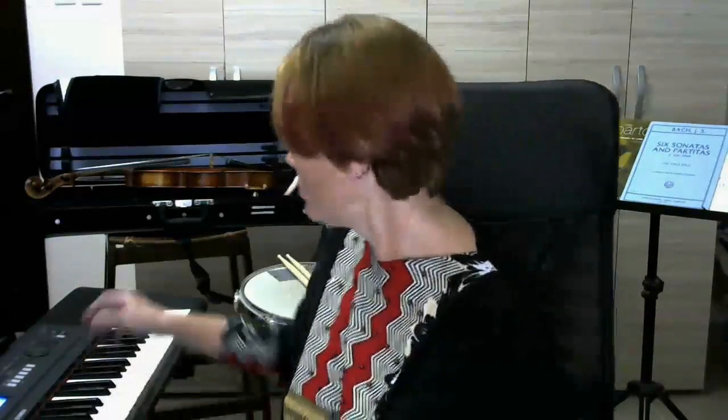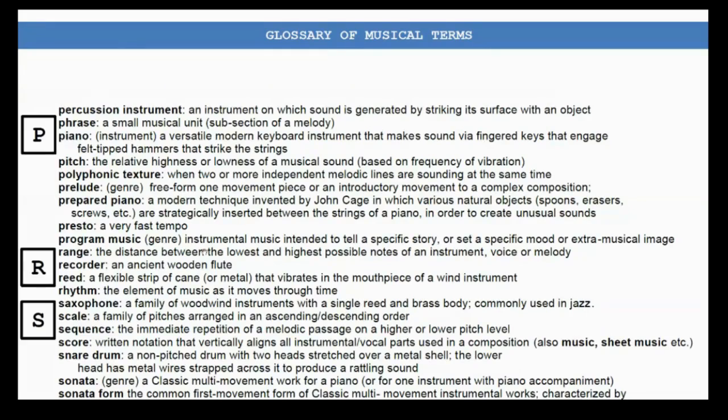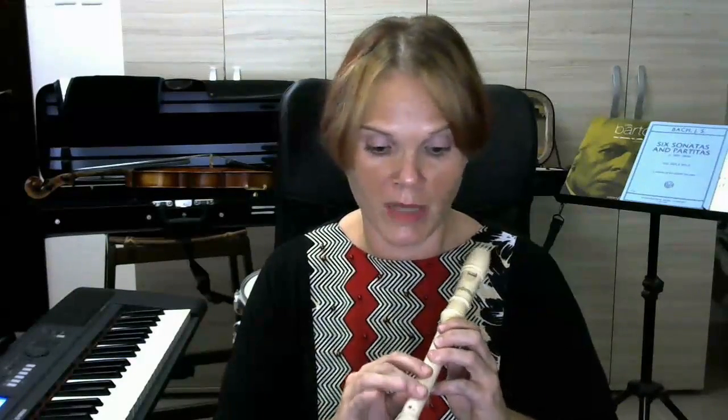Or the range of the piano. My piano is a 77-key electric piano. Here till here. Recorder, an ancient wooden flute. Of course, originally it's wooden, but now they make it plastic or wooden or metal sometimes.